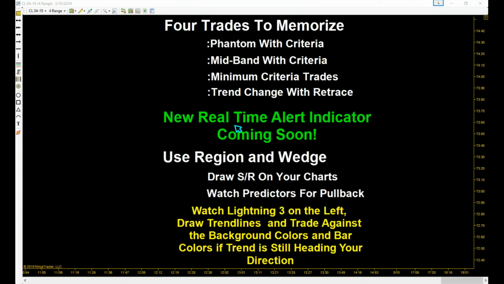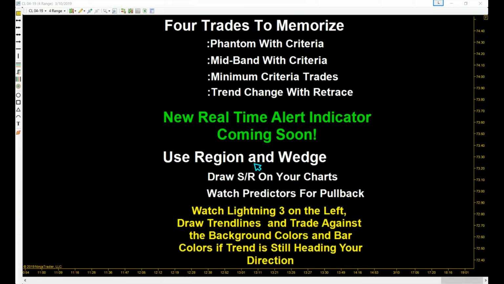Okay, now we will have a new real-time alert indicator coming soon. I think most of you come to the trading room, so you probably already know this, but there will be a new real-time alert indicator coming very soon, within the week, I'm hoping.